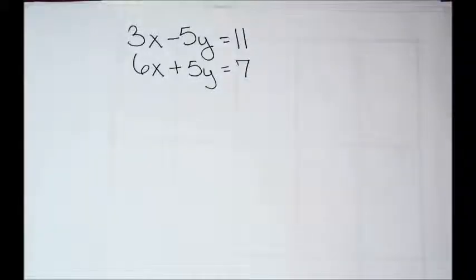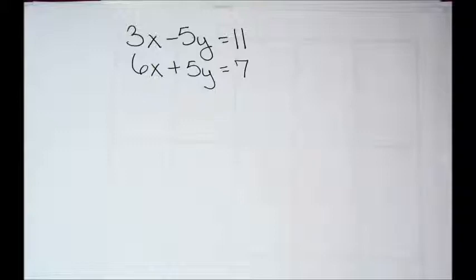The goal of elimination is to get one of the variables to have the same coefficient but have opposite signs. This is a really nice starter problem because it basically jumps straight to step 3. It already has my variables lined up for me. X is on top of X, Y is on top of Y. On the other side, I have my constants lined up.